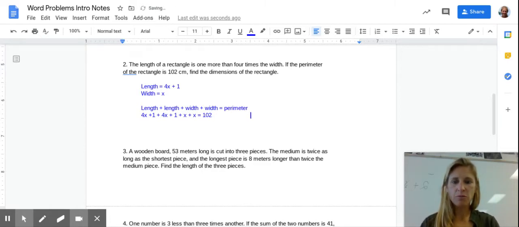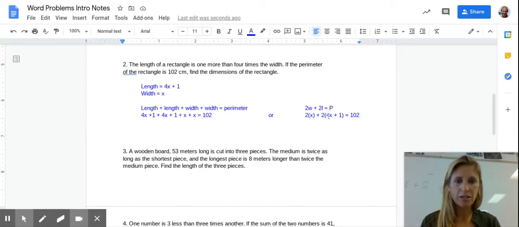Another way you could do that if you wanted to, some people like the formula, if you remember from whenever, 2w plus 2l equals the perimeter. That's another way to talk about perimeter. We could say we're going to have 2 of the widths plus 2 of the lengths equals the perimeter, equals 102. So either way is fine. You will have the same thing in the next step, whether you want to multiply the width by 2 and the length by 2, that's fine.